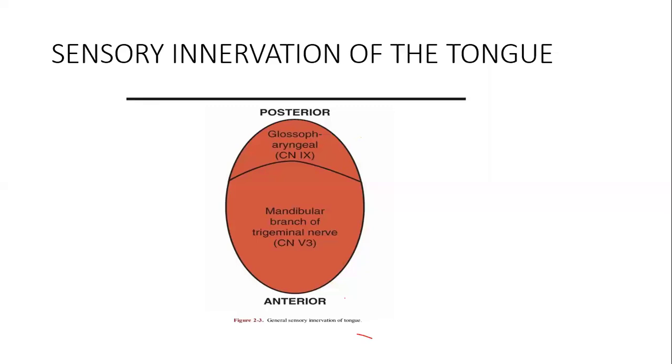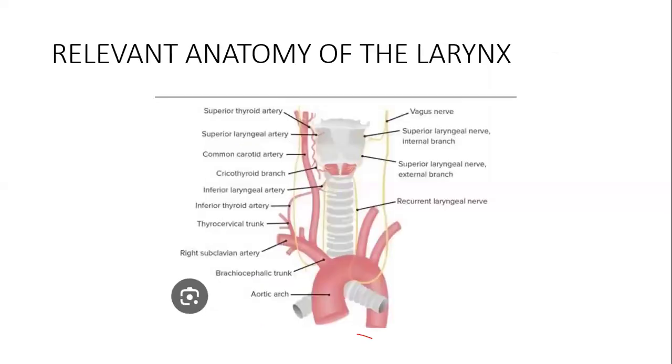So also a very relevant anatomy of the tongue is important. The tongue, and particularly I'll be talking about the sensory innervation. The anterior two-thirds of the tongue is supplied by the mandibular branch of the trigeminal nerve. And the posterior one-third of the tongue is supplied by the glossopharyngeal nerve, which is important in our discussion today, as we'll be seeing going forward.